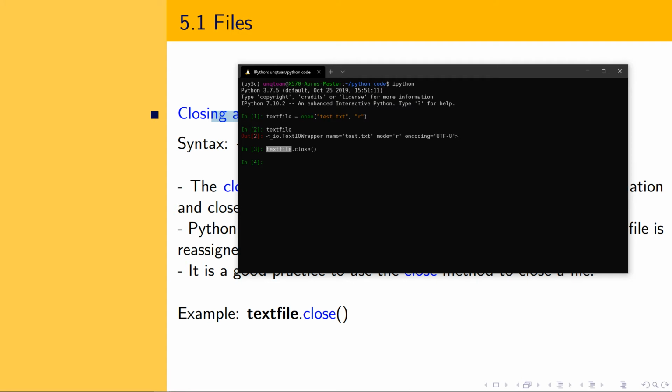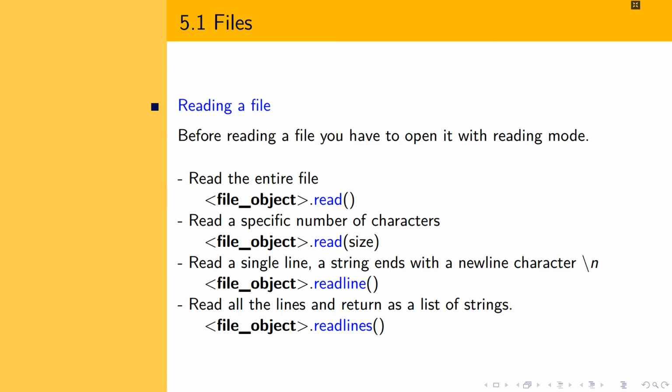So let's find out how to read a file in Python. Before you read a file, you have to open it with reading mode. Then if you open it successfully, Python provides the methods read, readline, and readlines for you to read the content of the file.